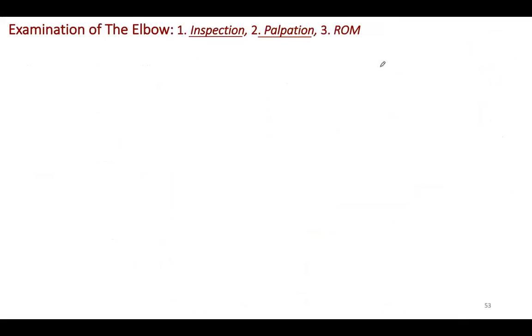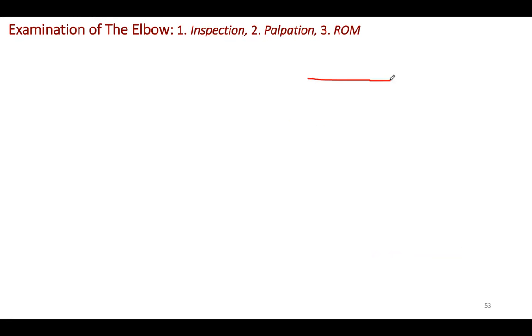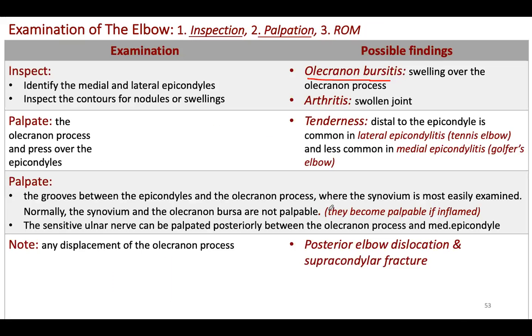Examination of the elbow, starting by inspection and palpation. We inspect for olecranon bursitis. Again, what's the olecranon bursa? It's a bursa between the olecranon process and the skin. It's a bursa because the olecranon process is very superficial here, so there is a bursa to minimize friction between this bone and the skin. So this is the olecranon bursitis.